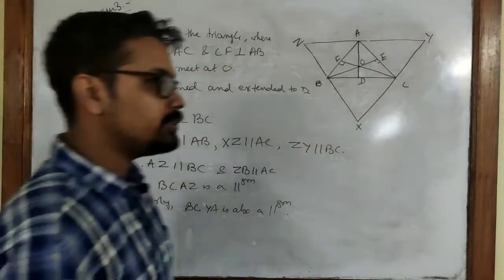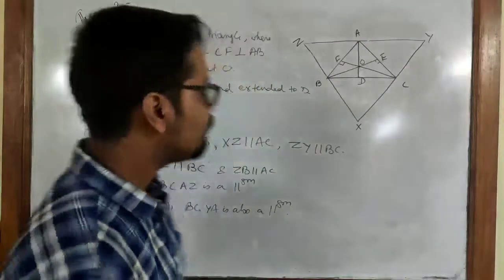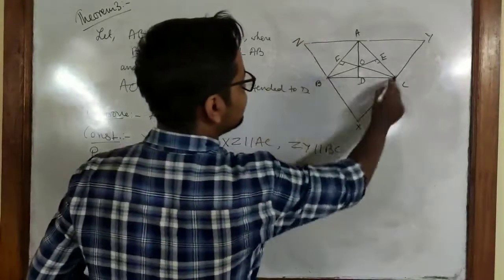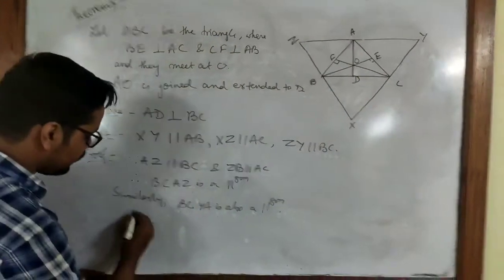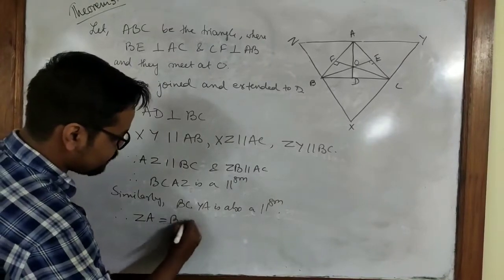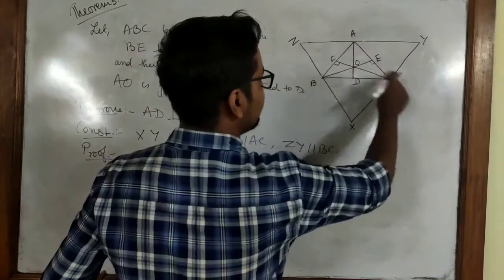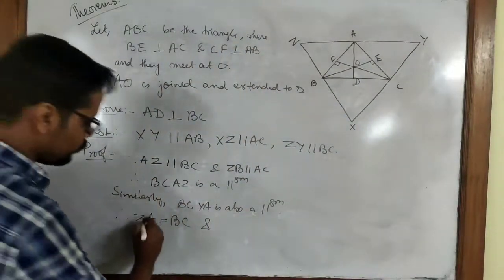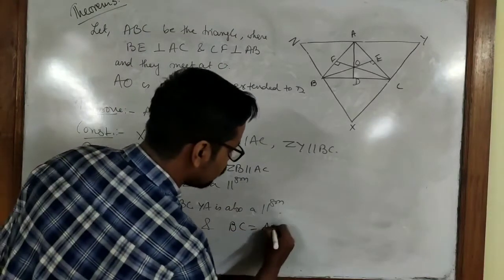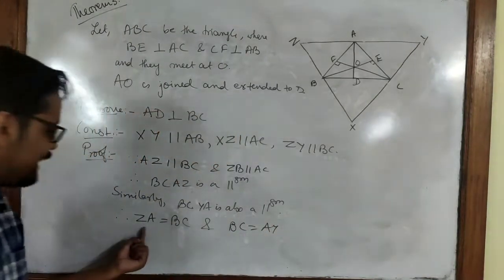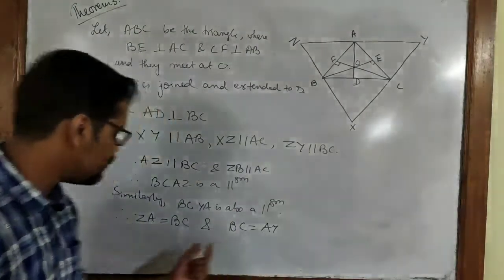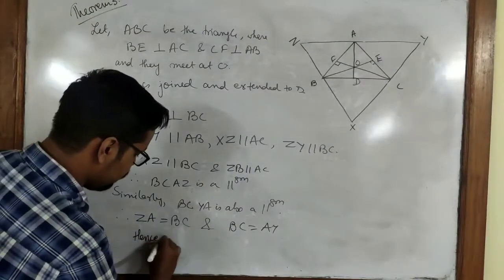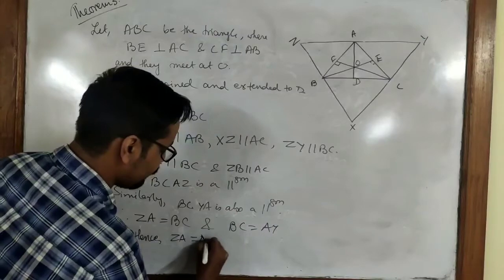So if they are parallelograms, in parallelograms we have opposite sides equal. As BCAZ is a parallelogram, ZA and BC will be equal. So ZA is equal to BC, and from the other parallelogram, BC is parallel to and equal to AY. So we will write, BC is equal to AY. Now if you look at these two, ZA is equal to BC, BC is equal to AY. That means ZA and AY will be equal because BC is common. So hence ZA is equal to AY.